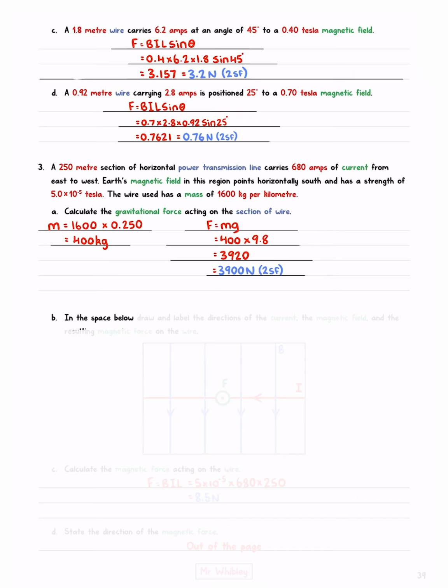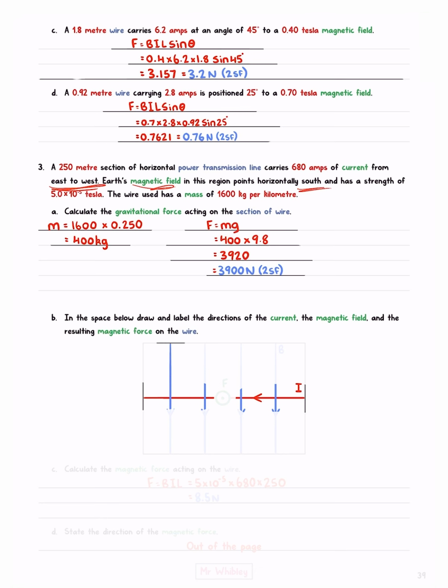In the space below, draw and label the directions of the current, the magnetic field, and the resulting magnetic force on the wire. So we know that our power transmission line carries our current from east to west, so we draw our current line from east to west, and we know that our Earth's magnetic field points horizontally south, and so we draw our magnetic field lines pointing south.